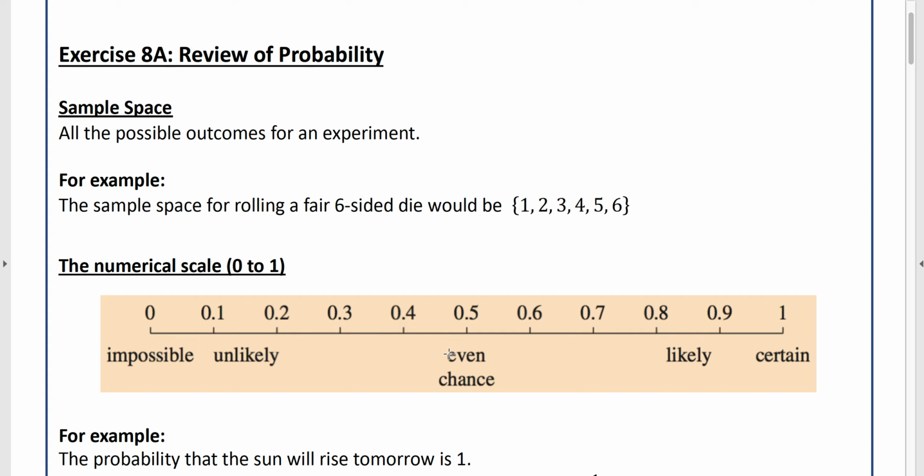So the first key term that we might look at is sample space. This is where you've got all the possible outcomes that might come about from an experiment. And we use that word experiment just really to refer to any scenario where there's probability.